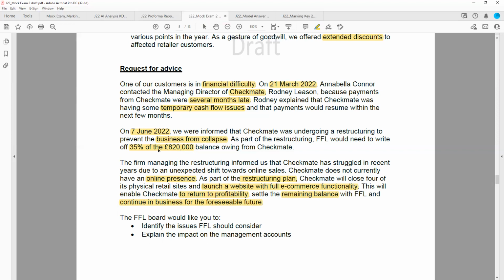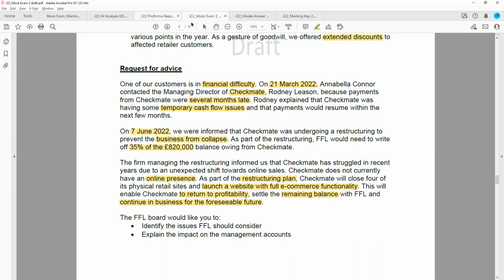So hopefully you're quite comfortable with what writing off a receivable would involve. Obviously, credit the receivable and debit the P&L. You don't have to explain the journal entry here. We just need to explain the impact on the accounts, which would of course reduce profit.